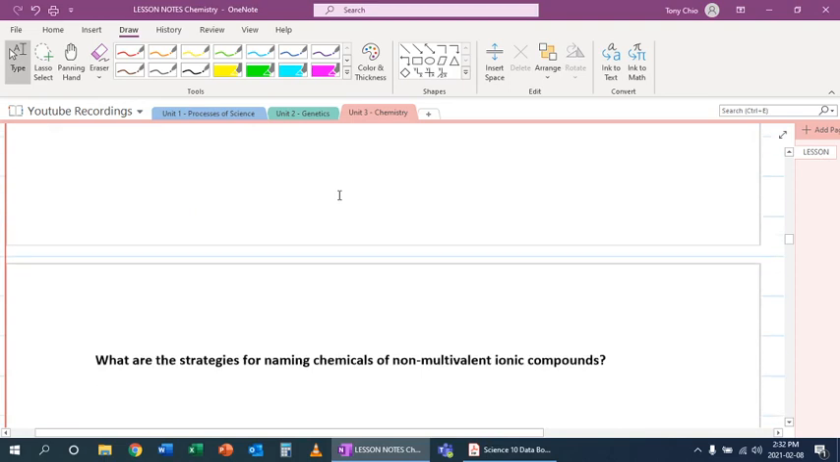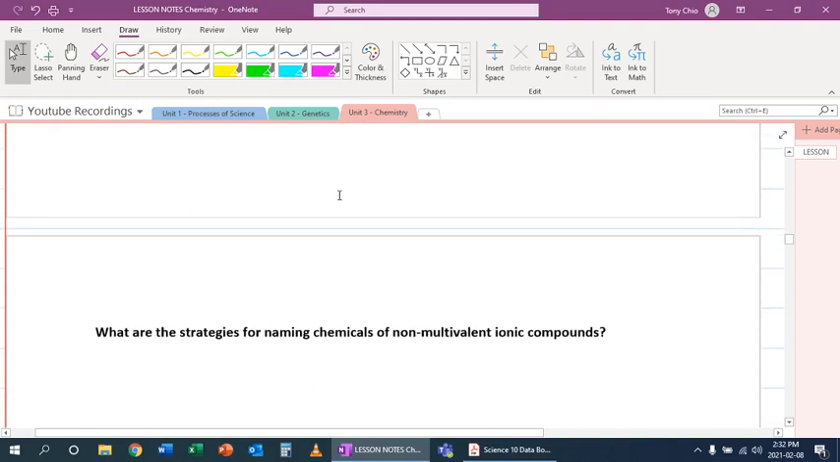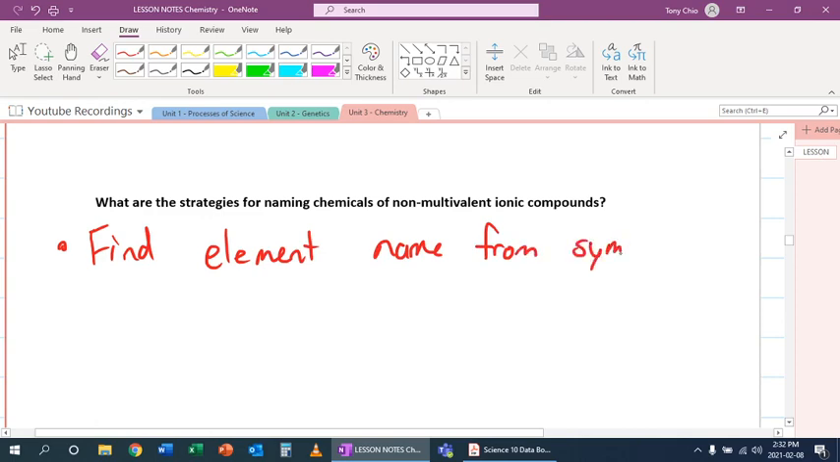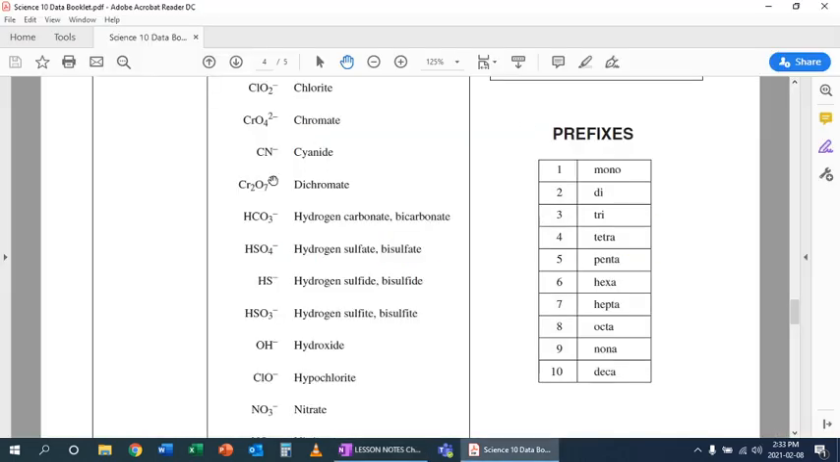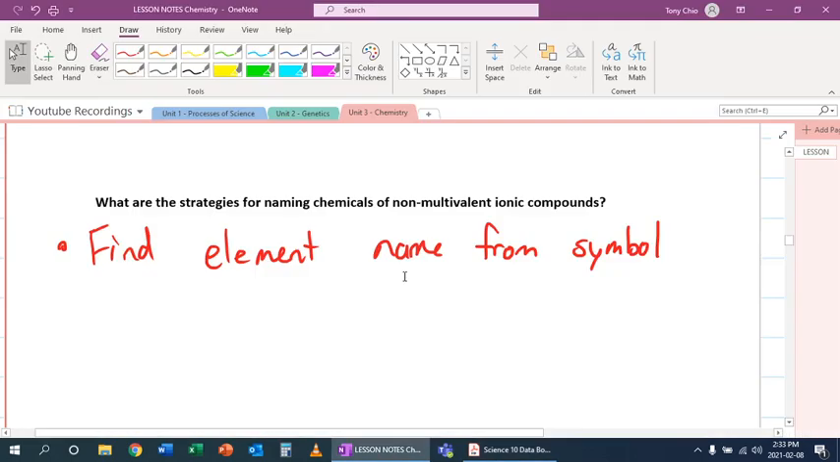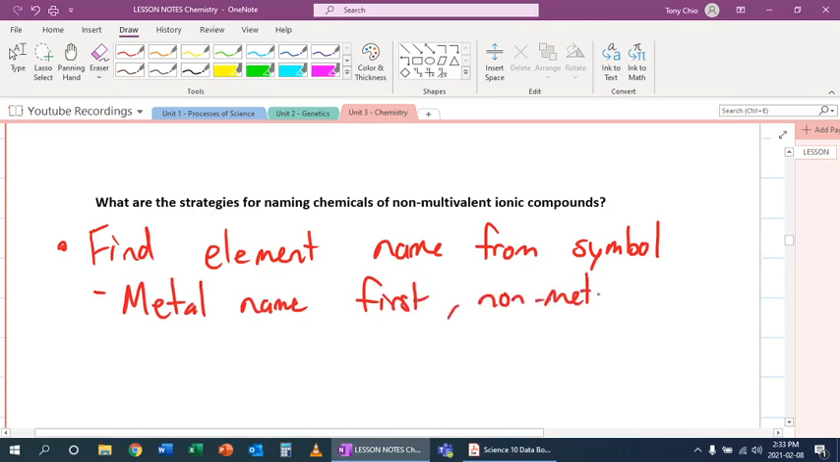Well, let's flip backwards now. What if you're given the formula and you're asked to write the name? Well, for non-multivalent, this is very simple. First off, find the element name from its symbol. And we easily do that from the periodic table. So from our periodic table, just find the name from its symbol. Remember, metal name first, non-metal second. That is always the rule in this case.